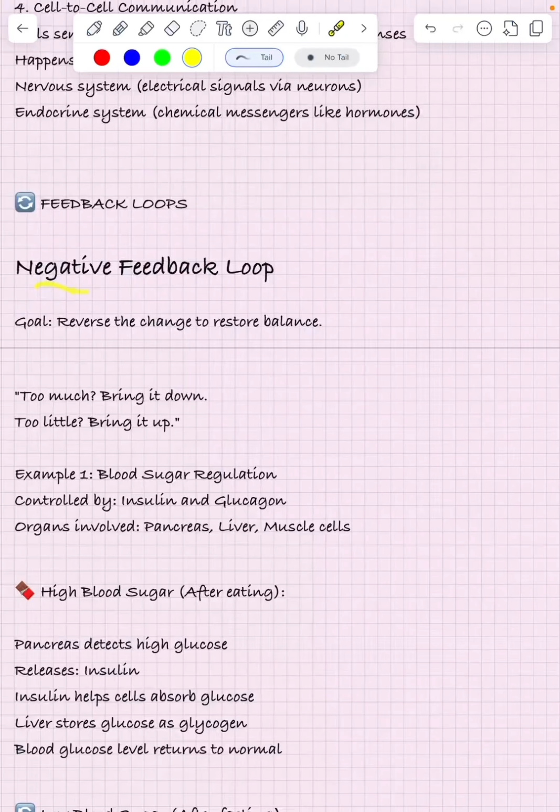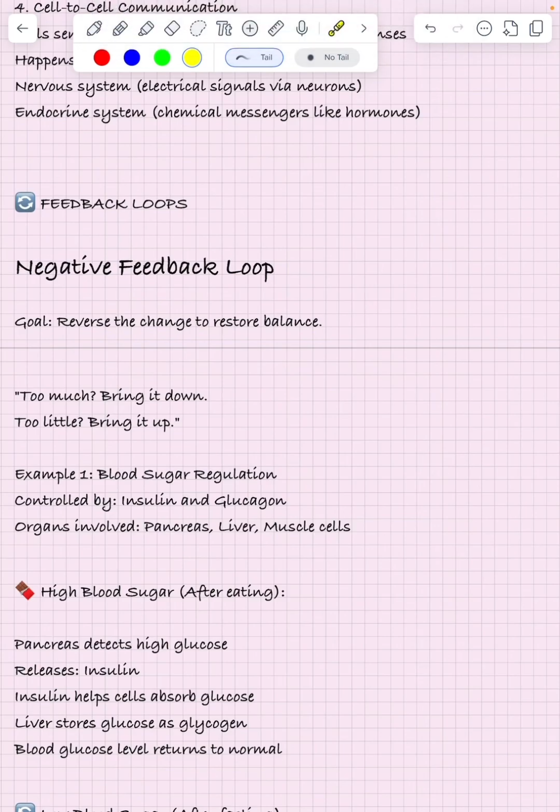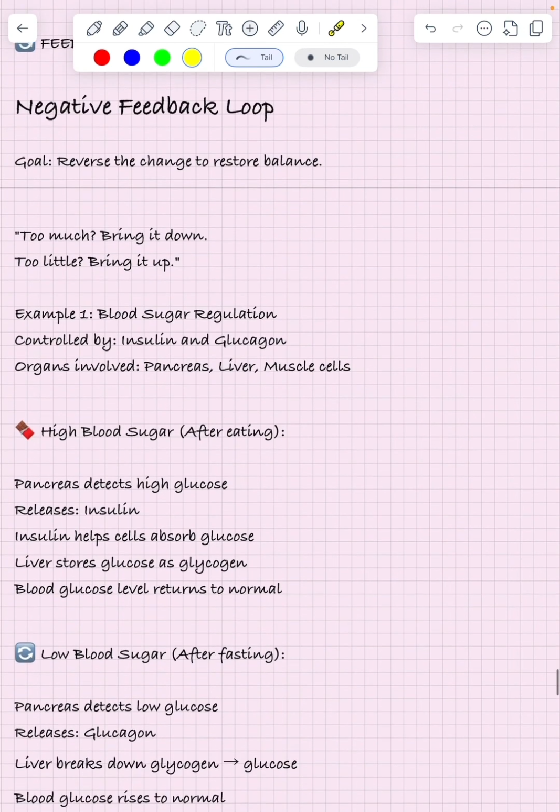So our first is our negative feedback loop. The goal of the negative feedback loop is to reverse the change to restore the balance. Too much, bring it down. Too little, bring it up. For example, with our blood sugar, if we have high blood sugar, our pancreas is going to detect that and release insulin. Now, insulin is going to take the glucose and convert it into glycogen. This way, the high blood sugar drops to the normal range.